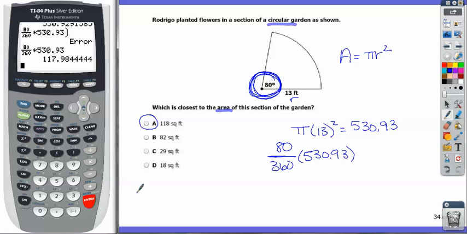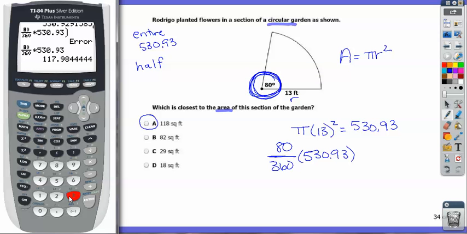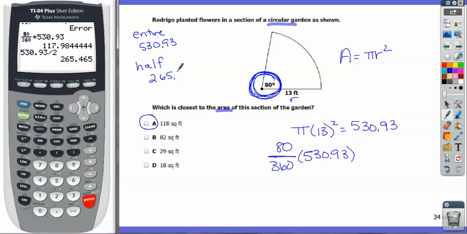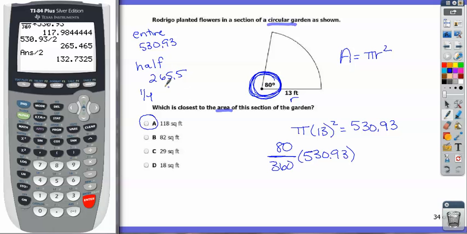Now, the hint here was if I'm looking for the entire circle, I got 530.93. Now, half the circle, I could say 530.93 divided by 2 gives me 265. Now this is obviously close to 90, which is a fourth of a circle. So if I look at a fourth of a circle, I'm going to take that and divide it by 2. I get 132.7. So out of the choices, which one's the closest to that?